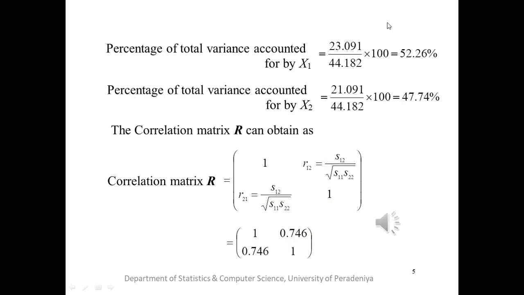Now, we can find the percentage of total variance accounted for by each variable by using the variance of each variable and the total variance. For the variable x1, it is 52.26%, and for x2 it is 47.74%. Using the covariance matrix, now, we can find the correlation matrix R. The correlation coefficient between the two variables is 0.746, and it is a high positive correlation.